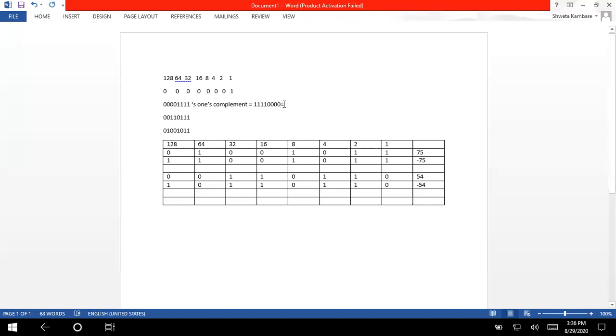So 2's complement of this number is equal to, just add 1 to this. So that will be 11110000 and 1.